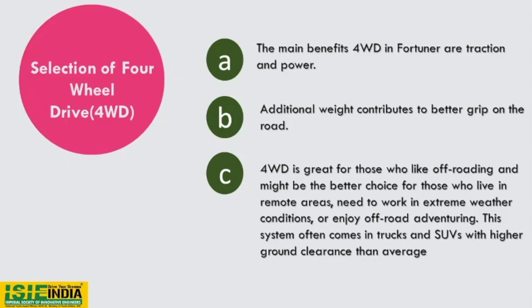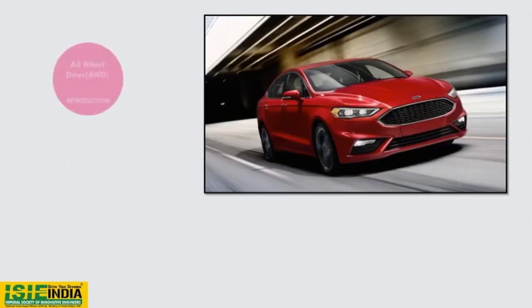This system often comes in trucks and SUVs that you must have seen till now, because it comes with high ground clearance like here in the Fortuner, making them well suited to managing deep snow, rocky terrain and steep grades, as well as carrying heavy loads. Therefore, the Tesla Model X is one good example of a 4-wheel drive electric model.